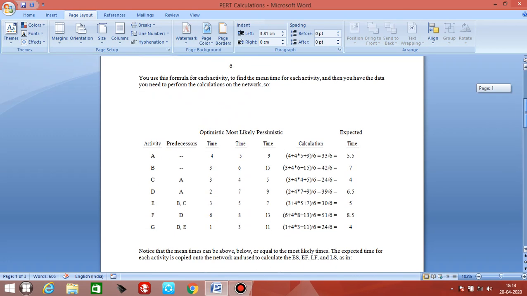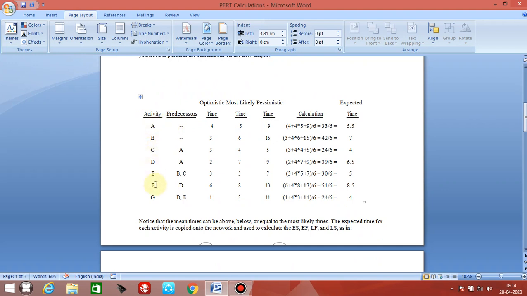So that I have done below. See here, activities A, B, C, D, E, F, G, and the predecessors. Similarly, optimistic time, most likely time, pessimistic time, and I have done the calculation and found the mean time, that is the expected time. First one 5.5, then 7, 4, 6.5, 5, 8.5, and 4. This is done with the mean time calculation: 4 plus 4 into most likely time plus pessimistic time, whole divided by 6, that is 33 by 6. So we got 5.5, and so on.